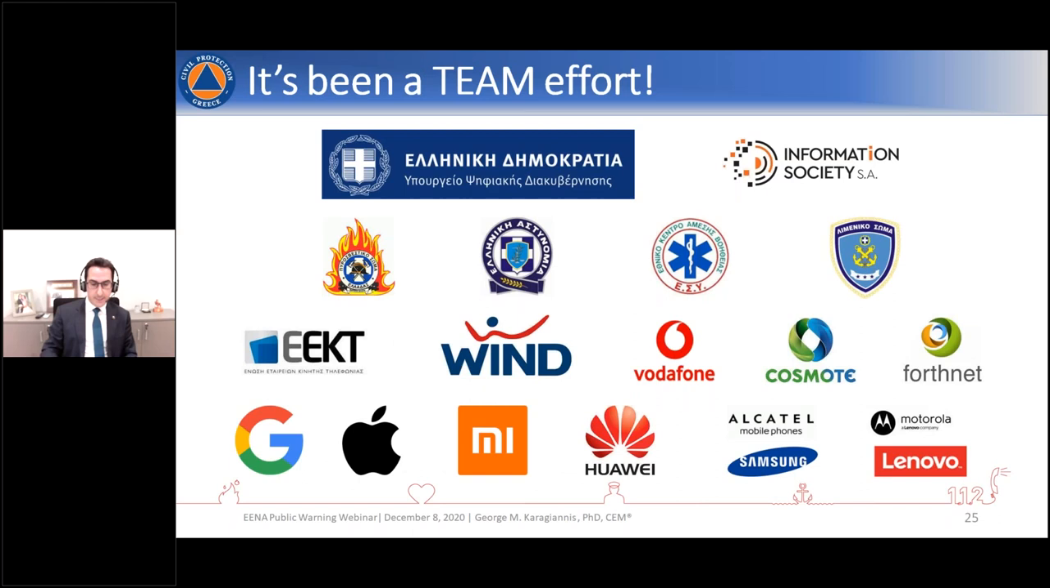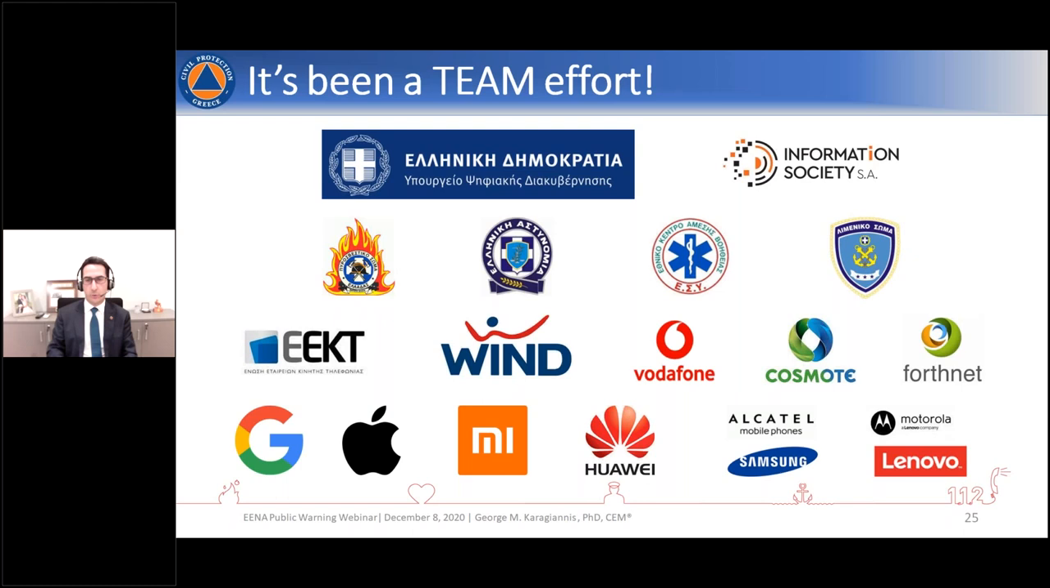Last, I would like to emphasize that this has been a team effort. I'm the one doing the presentation, but there are probably a couple of hundred people who have worked to build this system. That obviously includes the Ministry for Digital Governance, which has been a tremendous ally and a tremendous help in this situation. Emergency response organizations who do not only provide information, but they actually staff the service. Cell phone and landline service providers in Greece who have established the infrastructure in their networks to be able to transmit messages.